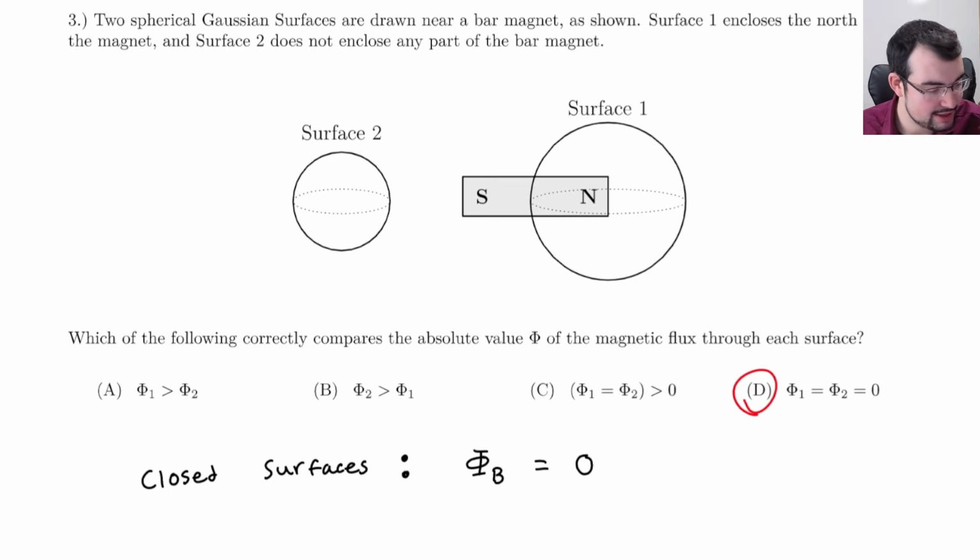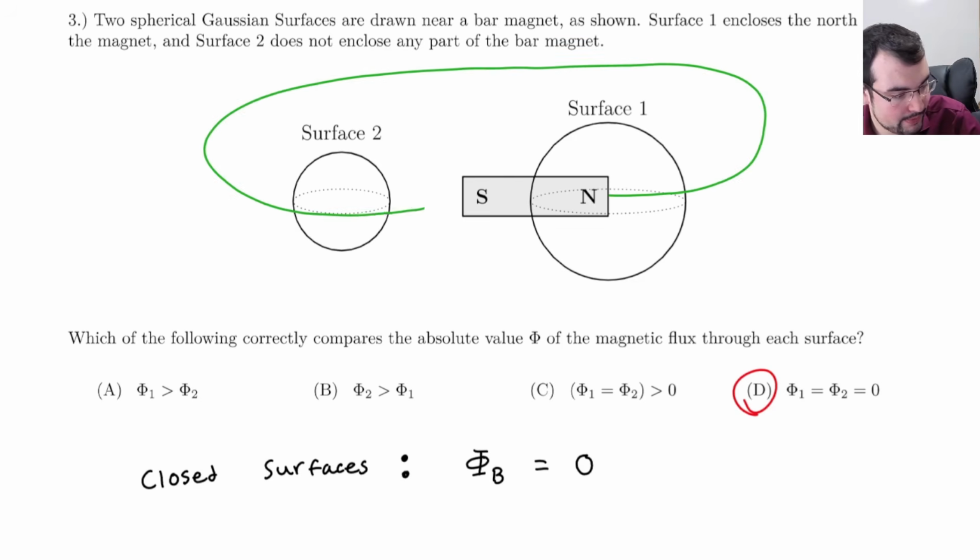Now, why is that the case conceptually? Well, Gauss's law for magnetism really says magnetic field lines form closed loops. You can't have monopoles. So if I try to draw myself a very large field line here, maybe something like that. I mean, that's kind of an awful field line, but you get the idea. So it will definitely be clear that this field line enters surface 2 and also exits surface 2. So it's clear that flux is 0.